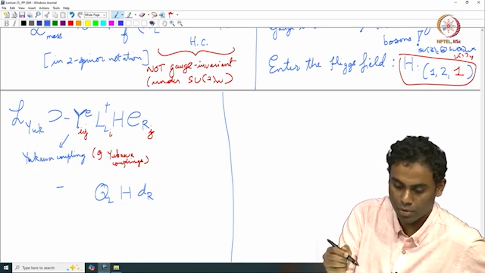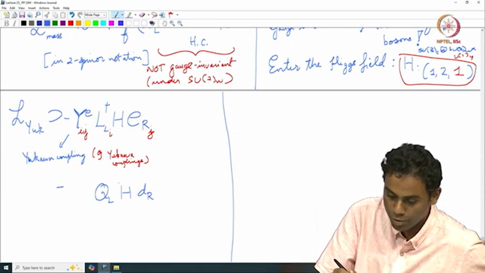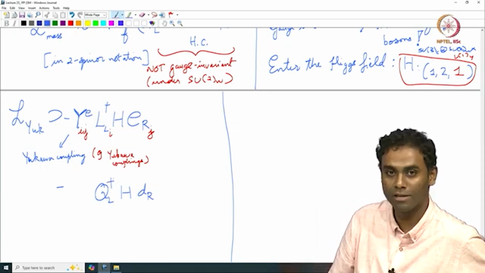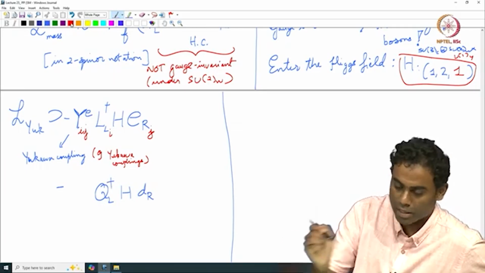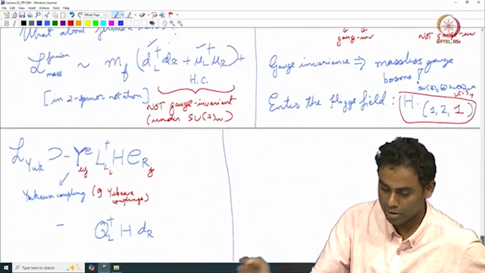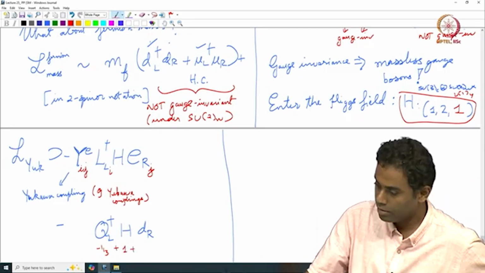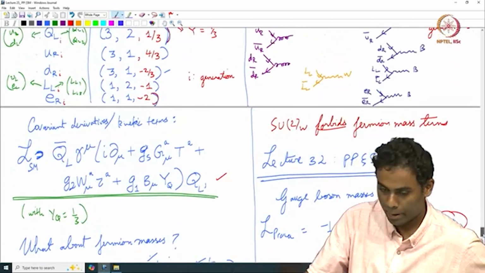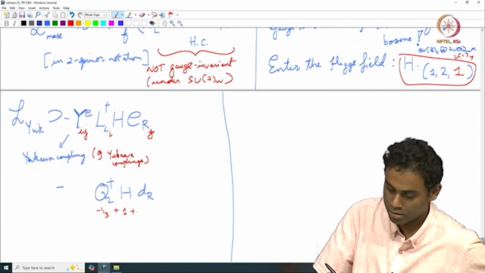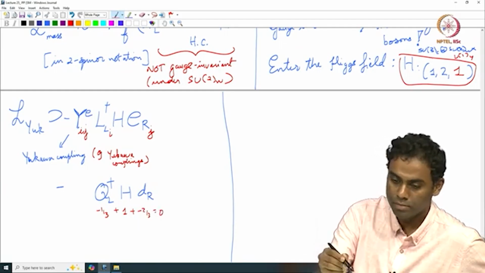Okay. So, once again I am going to write down the hypercharge. Of course, this is the QL dagger, most important, right? So, I am going to write down the hypercharge. For QL dagger, it is -1/3. For the Higgs, it is 1. For DR, it is what? It is -2/3, and that is 0. Good. So, that checked out.